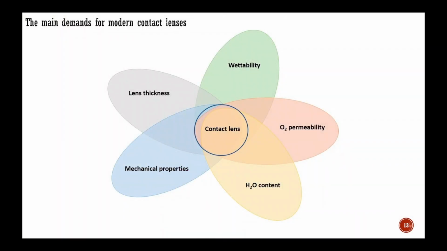Continuing our journey into how modern contact lenses have evolved, it's important to understand the key demands that drive their design. First, lenses must have the right mechanical properties. They need to be strong and flexible enough to last through daily use, yet soft enough to conform comfortably to the eye. Designers also carefully control lens thickness to balance clear vision with comfort. Wettability, which is how easily a lens can be wetted by tears, is crucial because it helps keep the lens smooth and prevents dryness or irritation.